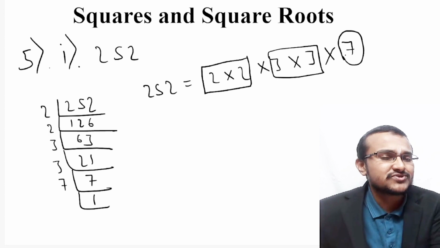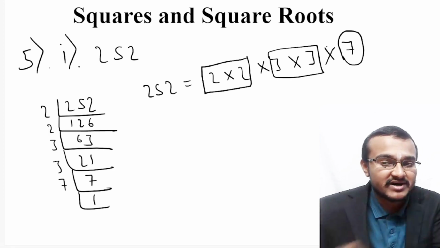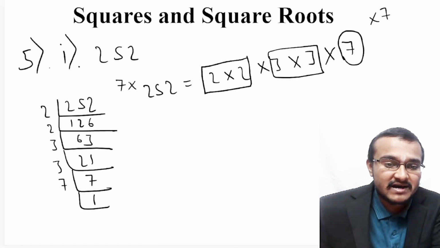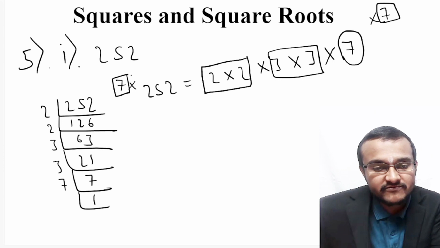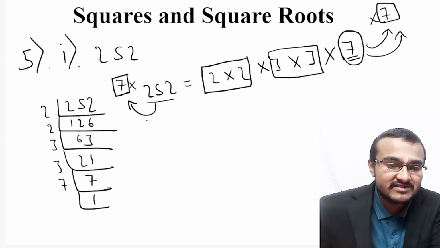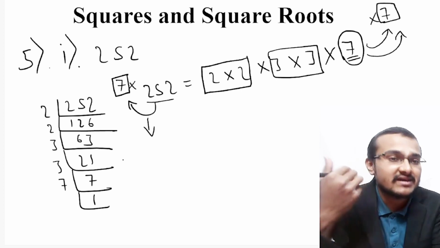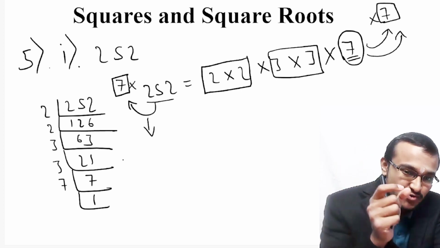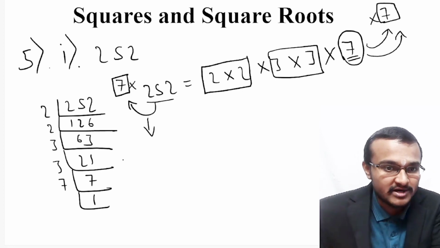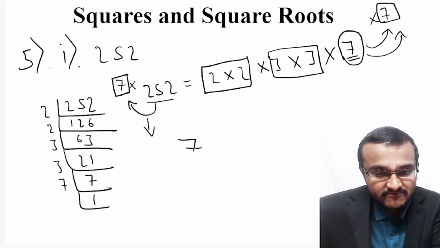So here you should multiply this particular number with another 7. Then only this number will become a perfect square. So the smallest whole number which you should multiply to this number is 7. Because when you multiply 7 with 252, this 7 will get a pair. When this 7 is getting a pair, then whatever number you get after multiplying with 7 will be a perfect square. So to make 252 a perfect square, you should multiply 252 with 7. So the smallest whole number is 7. So the first answer is 7.